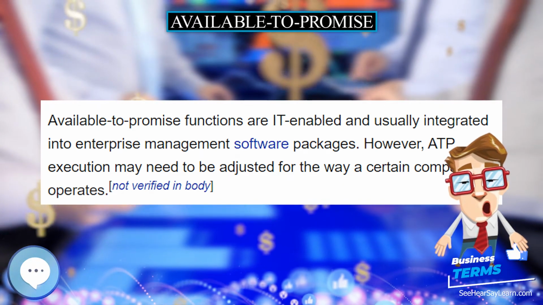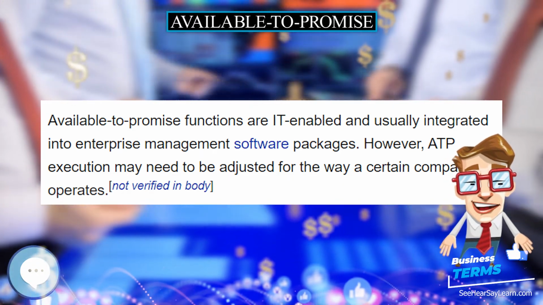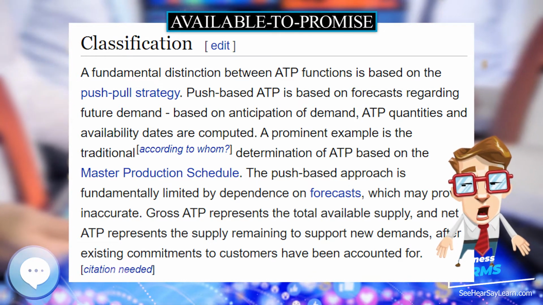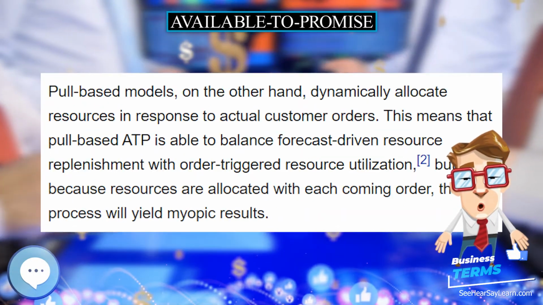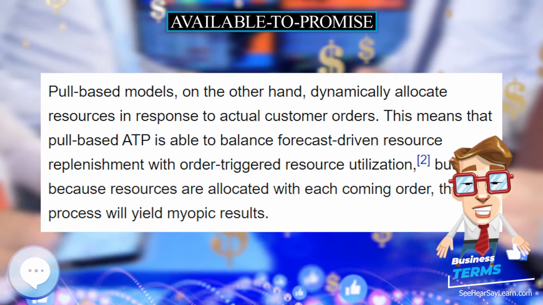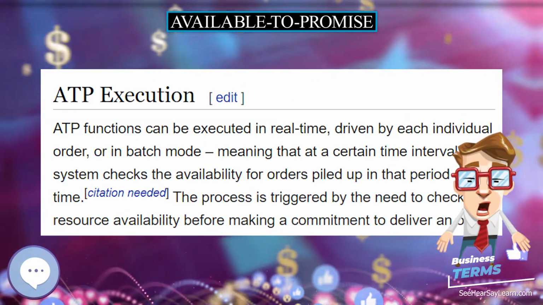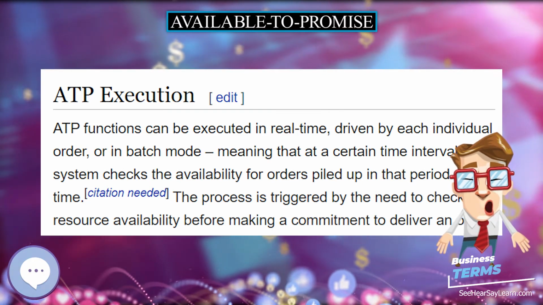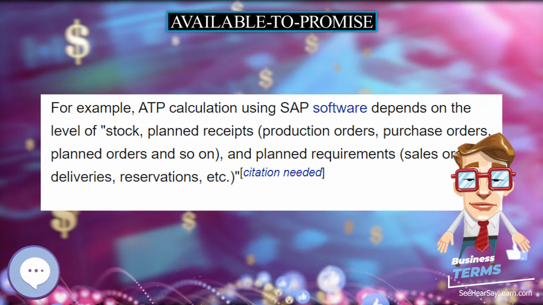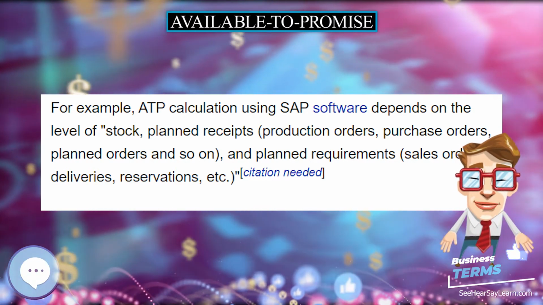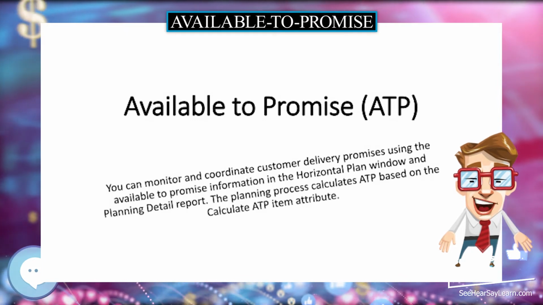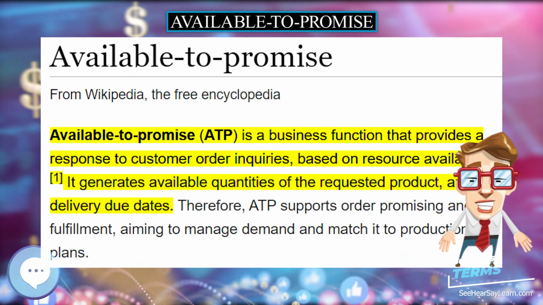Classification. A fundamental distinction between ATP functions is based on the push-pull strategy. Push-based ATP is based on forecasts regarding future demand. Based on anticipation of demand, ATP quantities and availability dates are computed. A prominent example is the traditional determination of ATP based on the master production schedule. The push-based approach is fundamentally limited by dependence on forecasts, which may prove inaccurate.